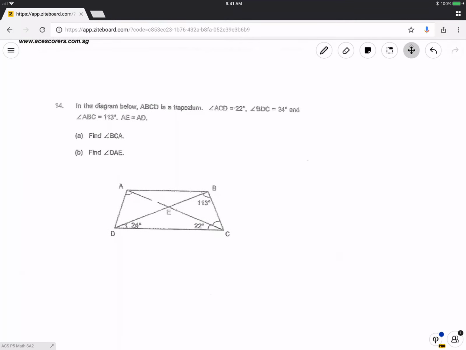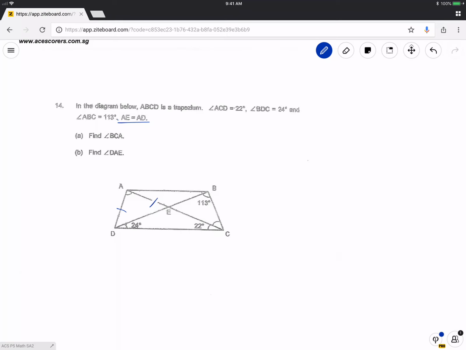Angle BCA. ABCD is a trapezium. ACD is 22, BDC is 24, ABC is 113. Okay, got it. AE is equal to AD. Okay, so this is a very important piece of information. AE is equal to AD, an isosceles triangle. Find BCA.